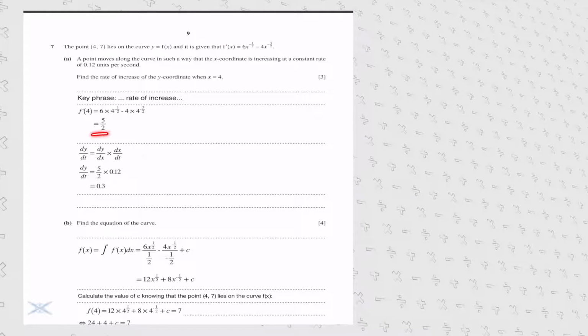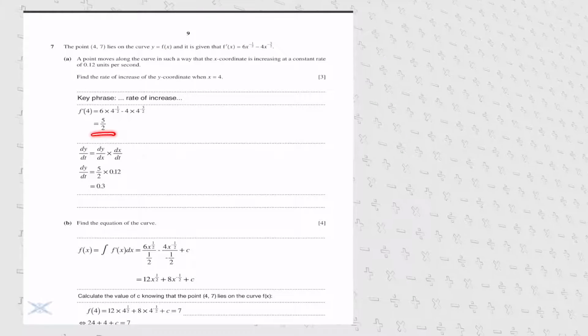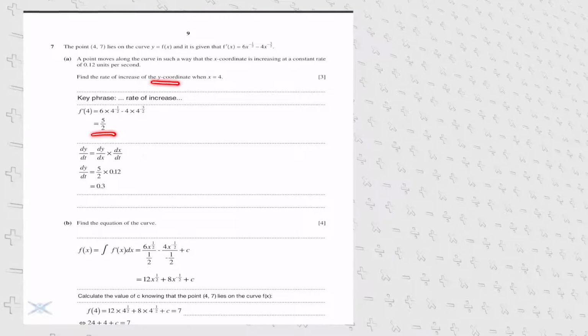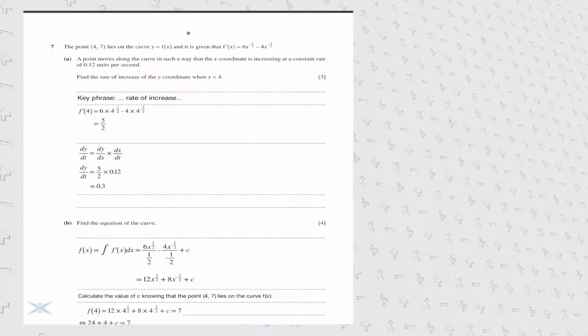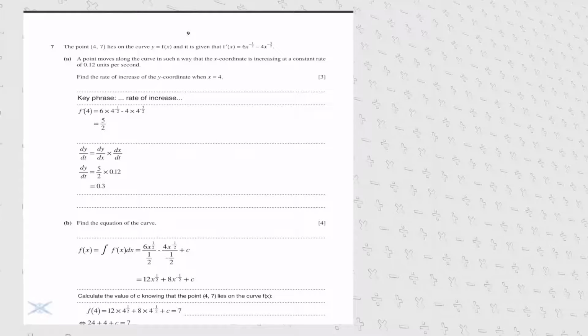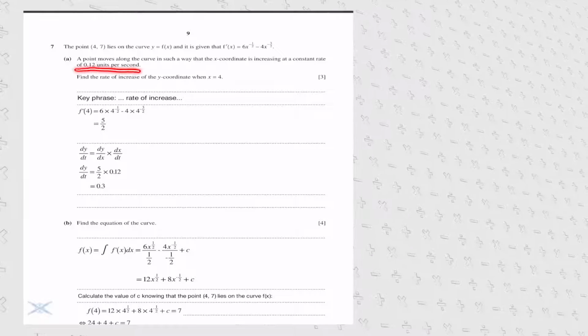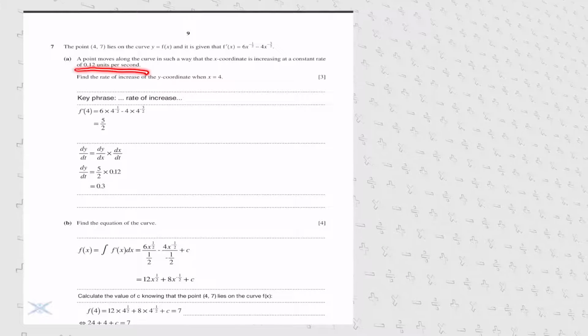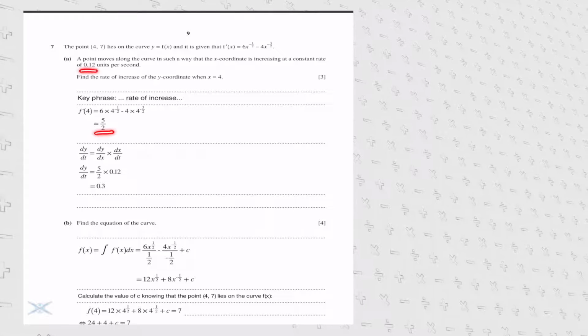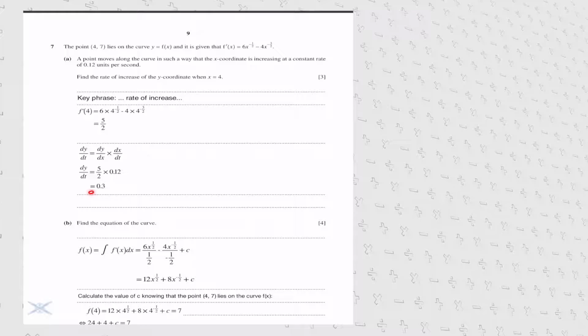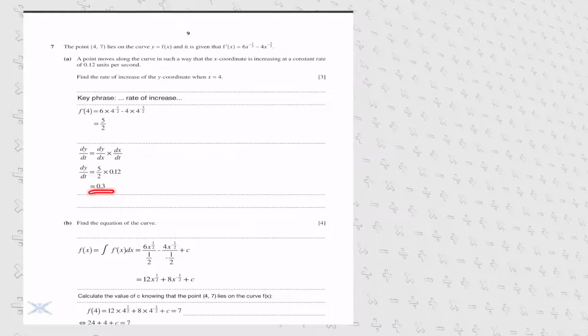Doing so with the help of our pocket calculator will help us to come to the conclusion that the result for the y-coordinate equals 5 over 2. Expanding from there, we need to take into account that the point moves at the speed of 0.12 units per second, meaning that we can simply multiply our previous result of 5 over 2 with 0.12 and come to the conclusion that the rate of increase is 0.3.